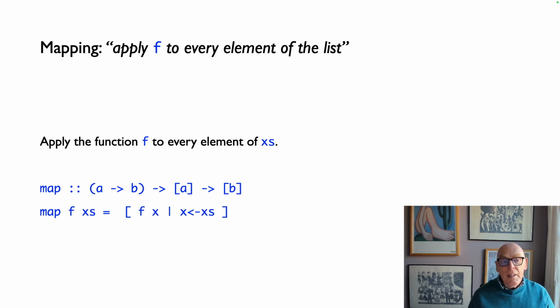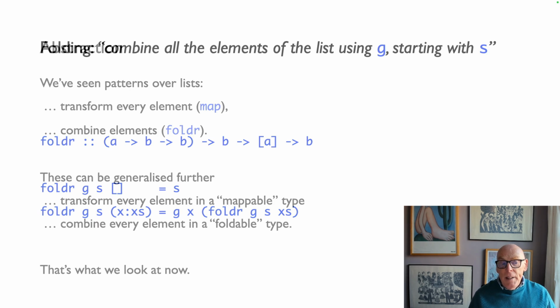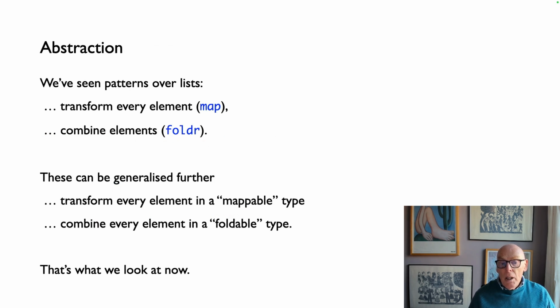But you could just think, well, map could be just apply f to every element in the data structure. And maybe we can think of mapping across data structures other than lists. In a similar way, we could think of combining all the elements in a data structure using a function, using an operator. So can we think of types that might be mappable, types that might be foldable?